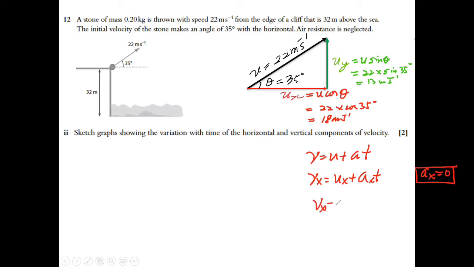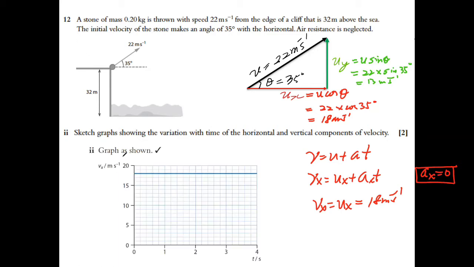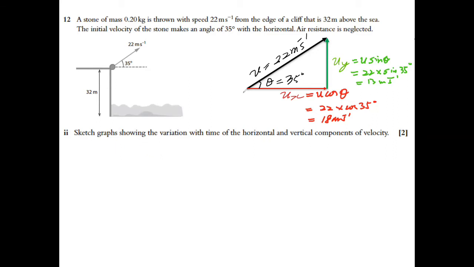So vx equals ux. Initial velocity in x component is 18 meters per second, which indicates that velocity in x component is constant, and that is 18 meters per second.